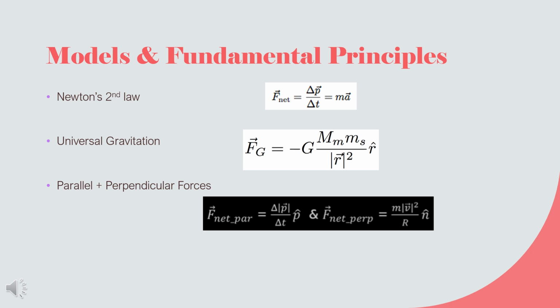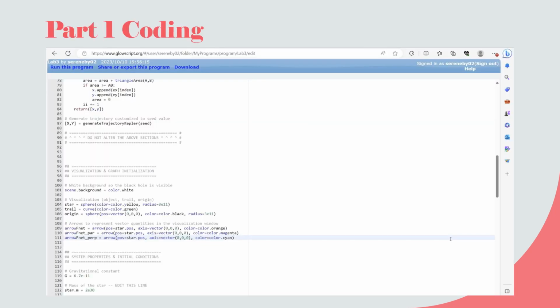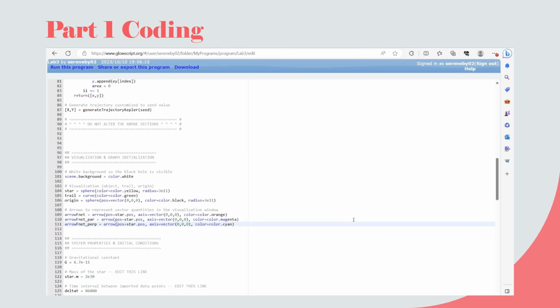Some forces have components in both the parallel and perpendicular direction, such as the force of gravity. In that case, the force should be broken down into the parallel and perpendicular components for substitution in the net force equations. Here is my code for part 1.